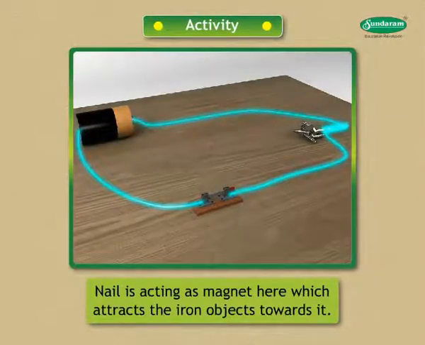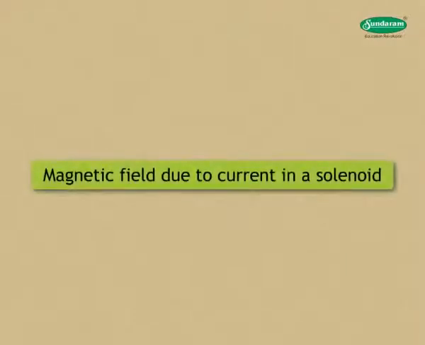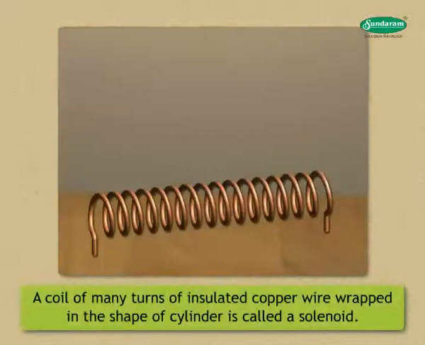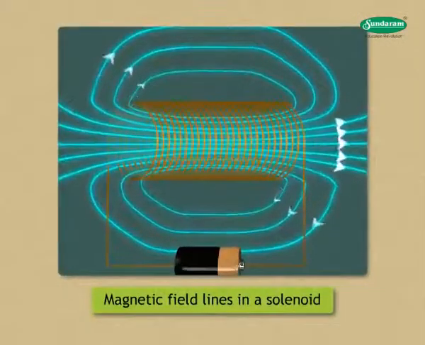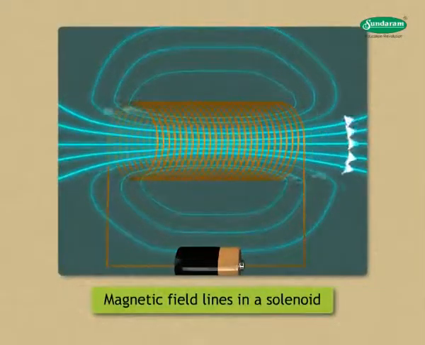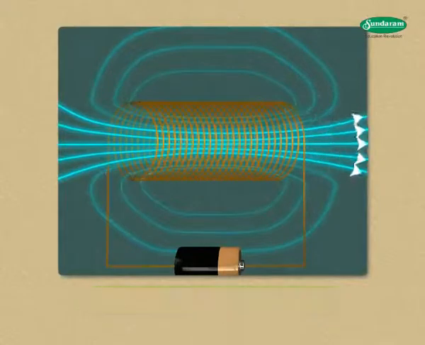We can see that the nail is acting as a magnet here which attracts the iron objects towards it. Magnetic field due to current in a solenoid. A coil of many turns of insulated copper wire wrapped in the shape of a cylinder is called a solenoid. The magnetic field lines in a solenoid through which current is passed are shown here. These lines are similar to that of the lines of a bar magnet.